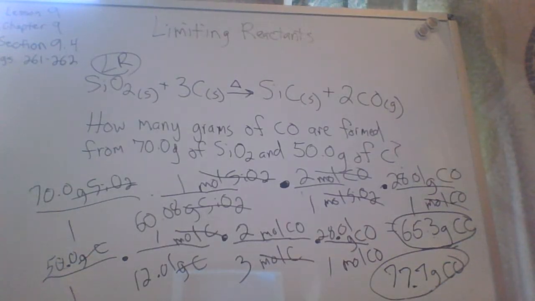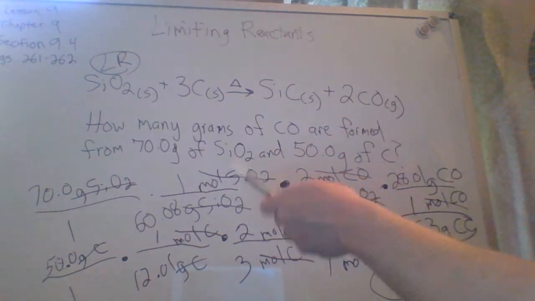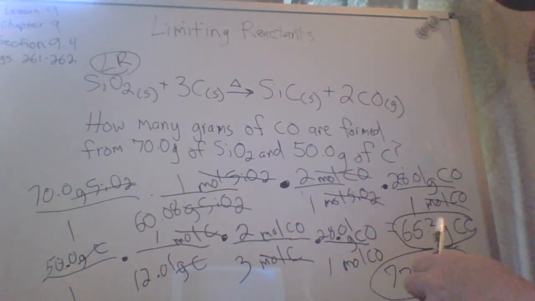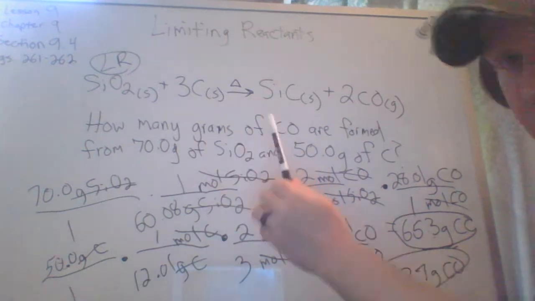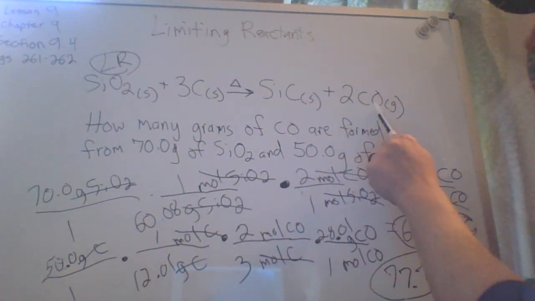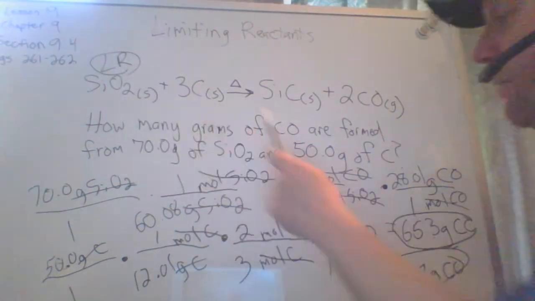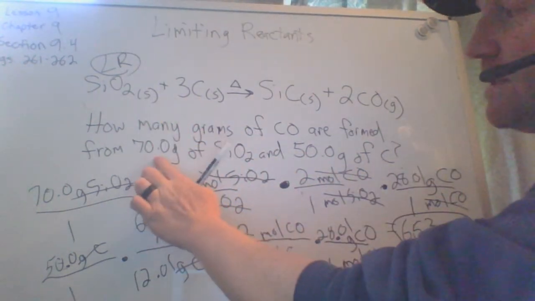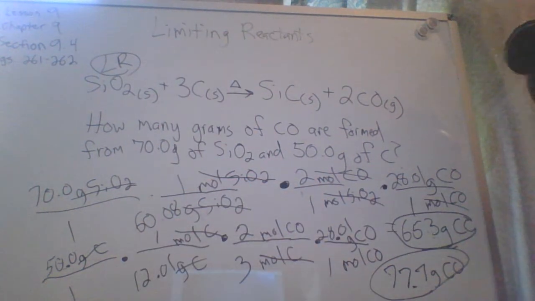So hopefully you watched part 2 where we went from grams of reactant to grams of product. In part 1, we went from moles of reactant to moles of product. Again, here's the question. I want to review with you real quick. How many grams of CO, that product they're talking about, are formed from 70 grams of SiO2 and 50 grams of carbon? These are our two reactants. We did the calculations. I'm going to leave that up for a sec.